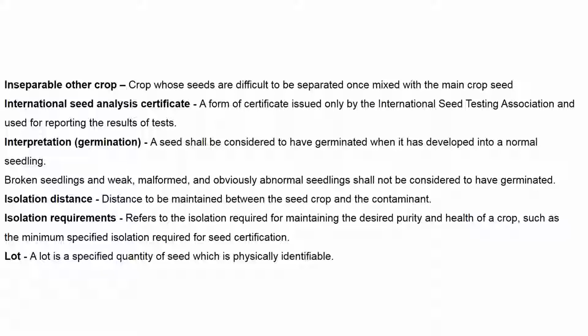Isolation distance. Distance to be maintained between the seed crops and contaminant. Isolation requirement. It refers to the isolation required for maintaining desired purity and health of a crop, such as minimum specified isolation required for seed certification. Lot. A lot is a specified quantity of seed which is physically identifiable.